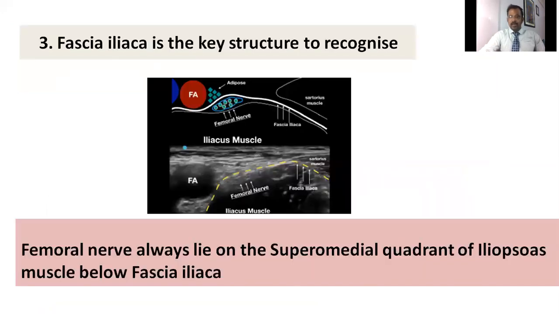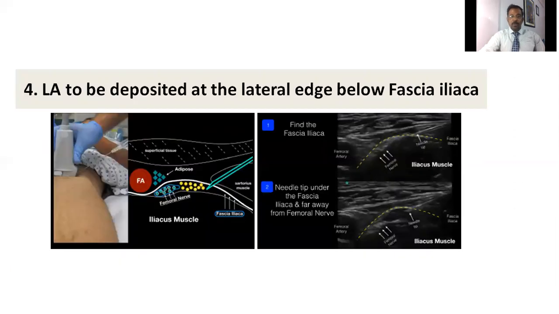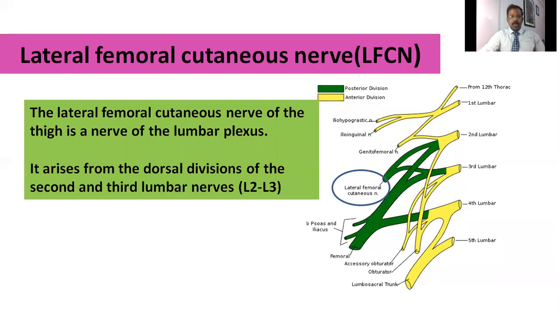Fossa iliaca is the key structure to recognize because the femoral nerve lies always in the superior medial quadrant of iliopsoas muscle below the fossa iliaca. Local anesthetic is to be deposited at the lateral edge of the femoral nerve below the fossa iliaca. Now coming to the lateral femoral cutaneous nerve.